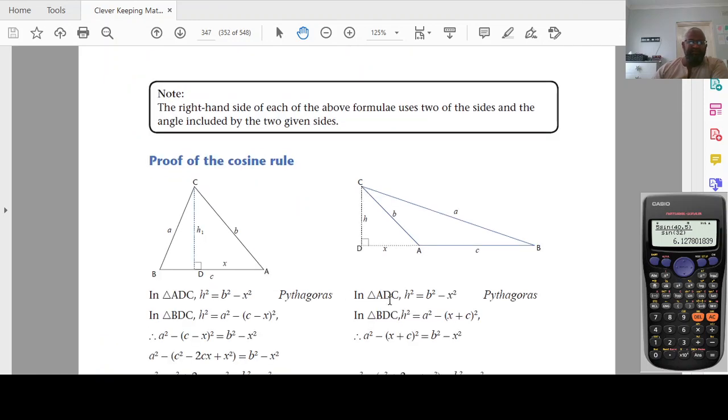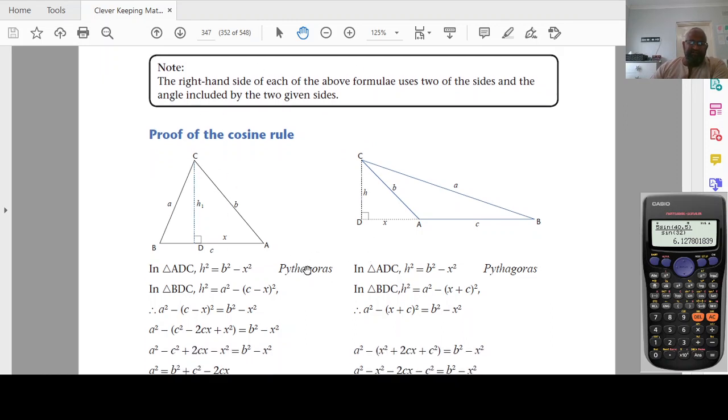Okay, note that in a right angle triangle, each of the above formulas uses two of the sides and the angle included in any given side. So that is basically what they're reminding you with regards to the proof of the sine rule. Okay, so we have the cos rule.